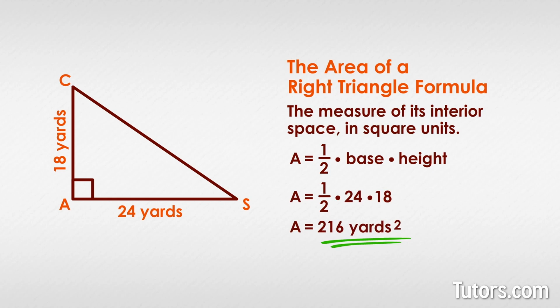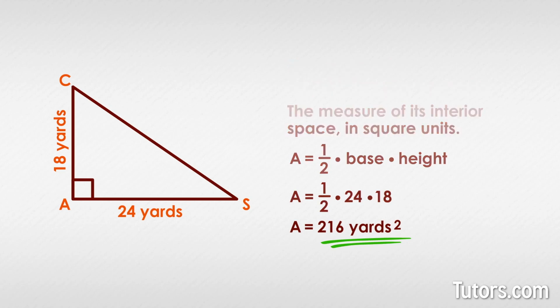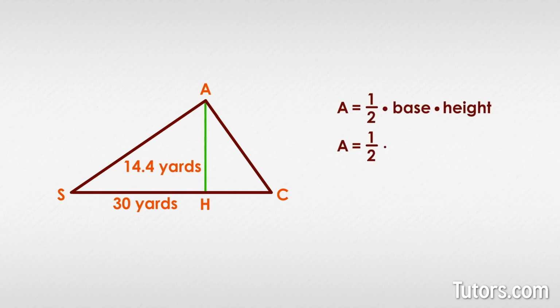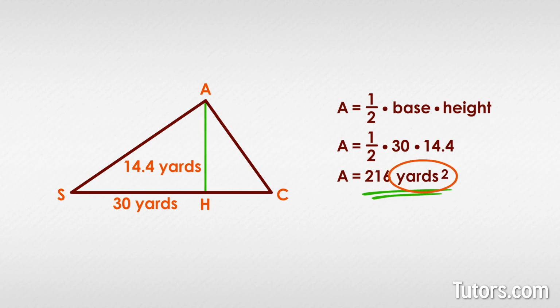If we rotate the right triangle and use side CA as the base, side AS becomes the altitude, and you get the same answer. Rotate it one more time and use side SC, 30 yards, as the base, with constructed altitude AH, which is 14.4 yards in height. If we solve for A, we get A equals 216 yards squared. All three sides, all three altitudes or heights, and all three answers are the same. Remember, the area is always in square units of the linear measurement.